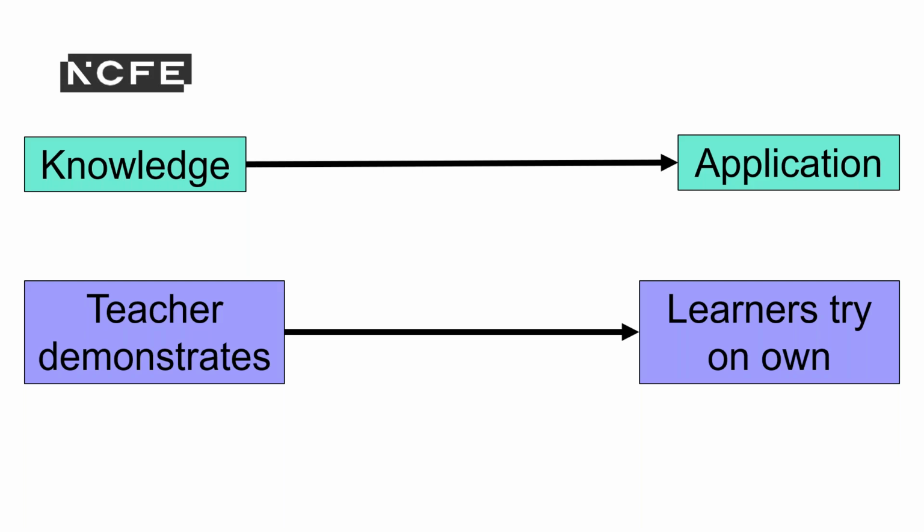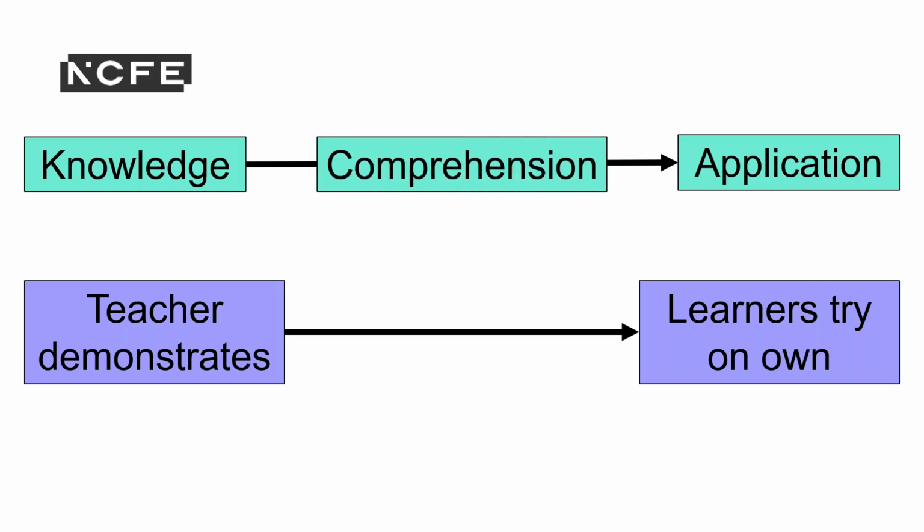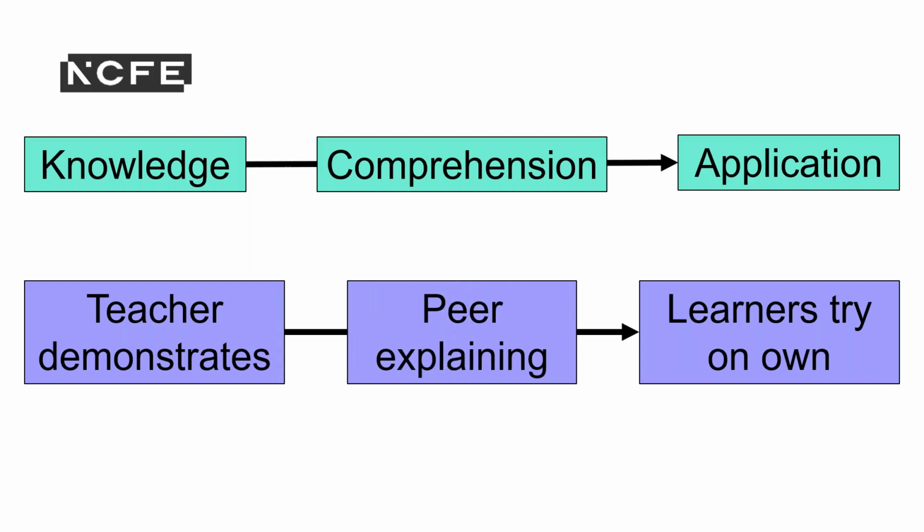So instead of going straight from knowledge to application, we will run through an additional step in there: comprehension. Let's make sure the learners fully understand the content. And while you might usually do this by questioning the class, another method is peer explaining. This is where learners have to explain what was taught to each other, and model answers can be used to help with that too.